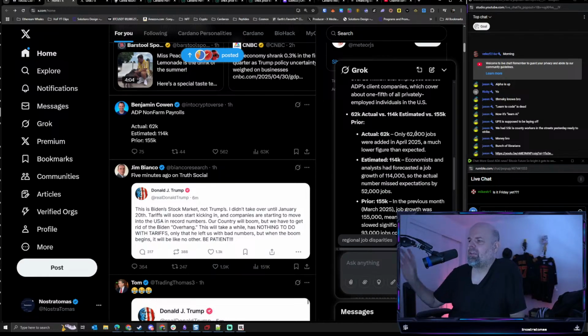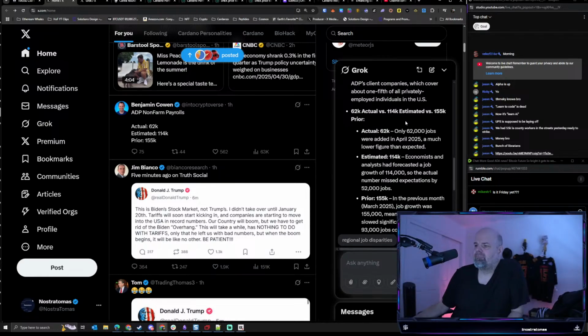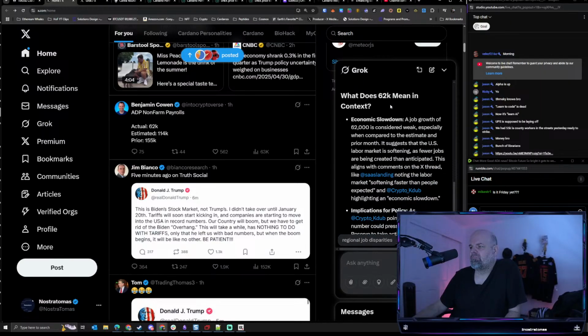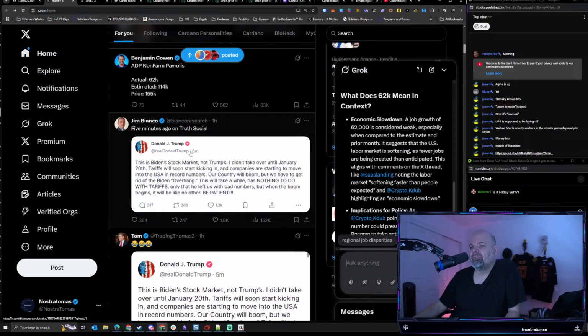Does this just mean the analysts are dumb? Fewer jobs are being created than anticipated. Labor markets softening faster than expected. This is Biden's stock market, not Trump's.